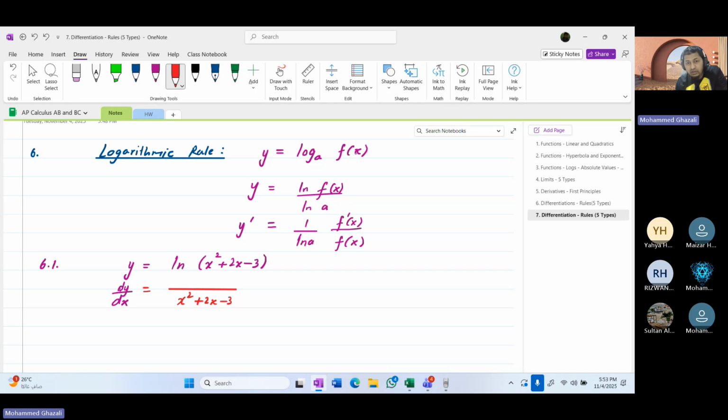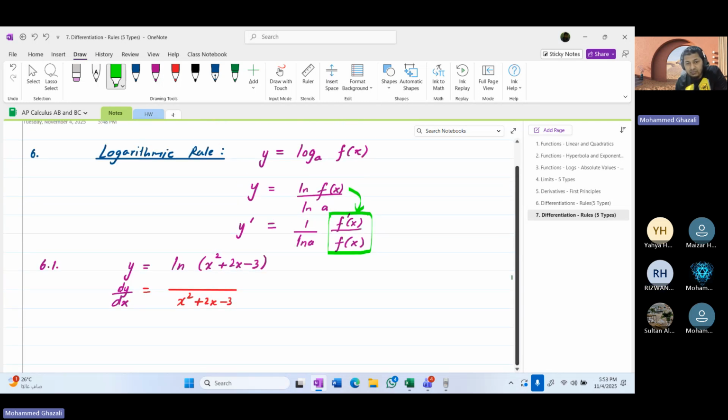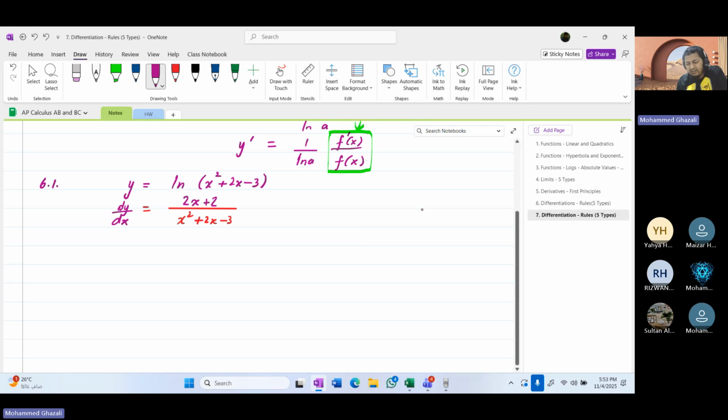So this was for a general log function. I converted the log function into a ln function by using the log rule, right? Basically this is the derivative of ln f of x, and that 1 over ln a is just a constant. So what you're going to get on top is the derivative of the inside function, which is 2x plus 2. Right, excellent. That's your answer. You can simplify further, but there's no need.